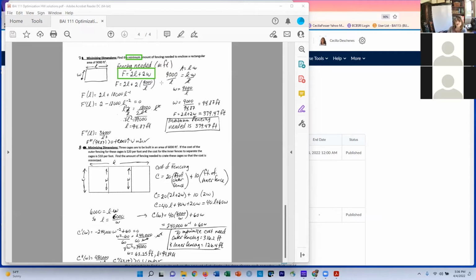And remember, I told you when you have these problems, a lot of times the physical problems will end up having two variables or more sometimes. And you have to find other ways to substitute out one of the variables in terms of the other, some kind of relationship. And that's what this area equals length times width. So 9,000 square feet equals length times width, and we divide both sides by length, and we end up with this substitution for width, which is what gets put in here for W.